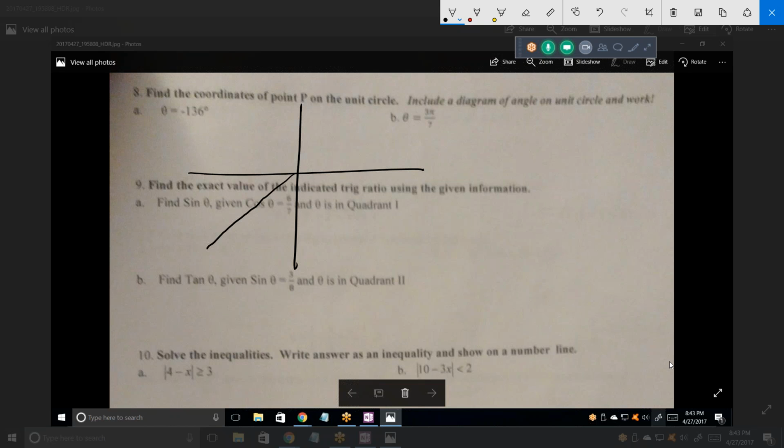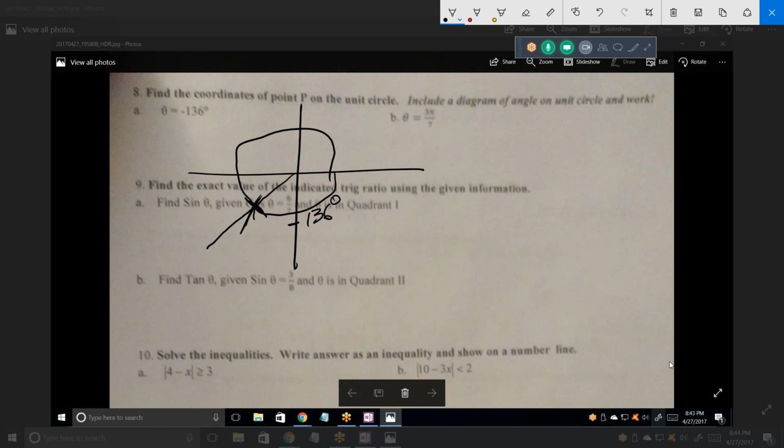We're going to call that the angle. Negative angles are measured clockwise. Positive angles are measured counterclockwise. So that's minus 136 degrees. Now, the question is if we have a unit circle, what are the coordinates of that point?